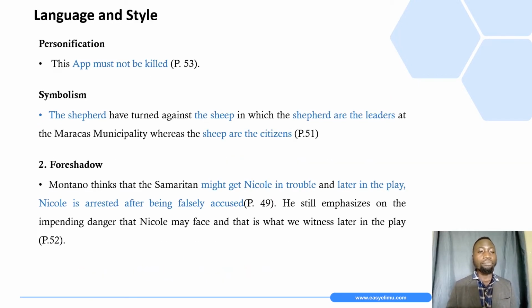So the next aspect of style, dear students, is personification. Remember, we say that personification is when we give inanimate things the qualities of human beings. For example, I was chased by the moon.